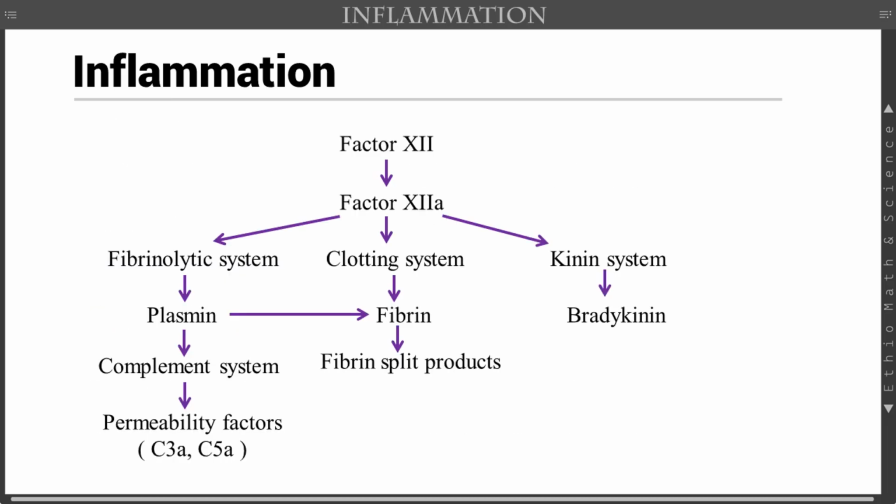Let me walk you through the map on this slide. An initiator in plasma turns on these cascades. The clotting system generates fibrin. The fibrinolytic system uses plasmin to cut that fibrin back down into fibrin split products. The Kinin system produces bradykinin, and the complement system produces C3a and C5a, which are powerful permeability and recruitment signals. Notice the crosstalk. Plasmin not only dissolves fibrin, its fragments and the complement peptides increase vascular leak. Bradykinin adds more vasodilation and pain. The big picture: these loops amplify each other to bring fluid and white cells to the problem quickly.